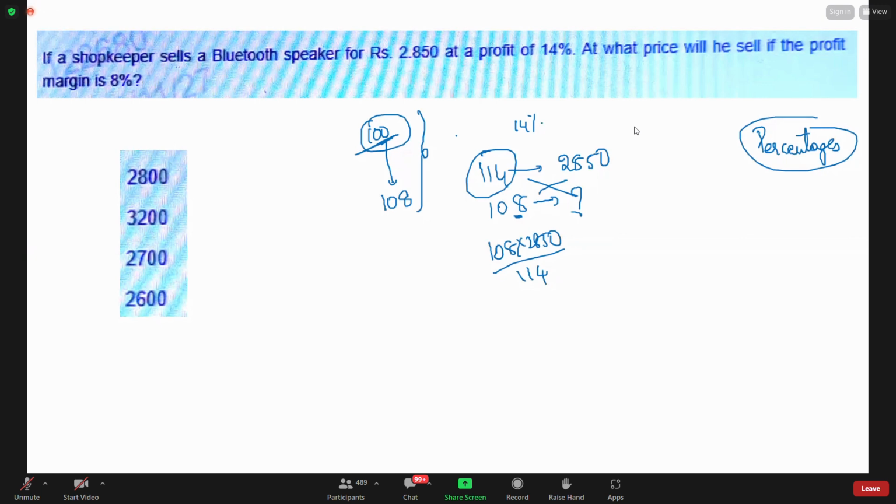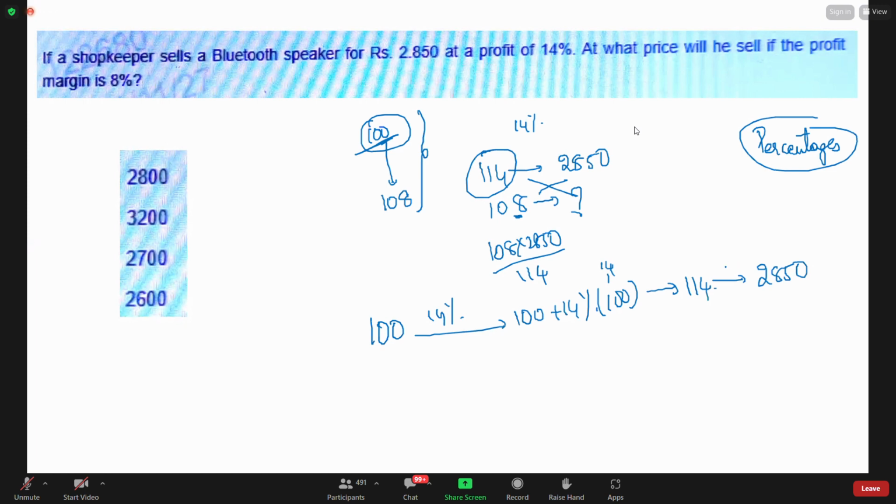Okay, Sharon. I'll give you a very fast recap. So let's say the shopkeeper bought that for 100 rupees. Now he's selling at a profit of 14%. A 14% profit on cost price, so we have to increment it. So this will become 100 plus 14% of 100. 14% of 100 is nothing but 14 again. So the total selling price will be 114. But he's saying that this 114 is equal to 2,850.